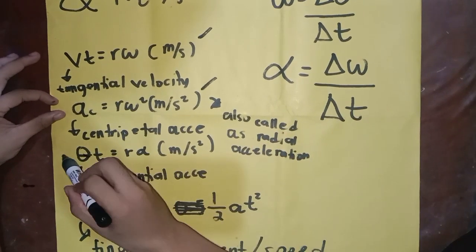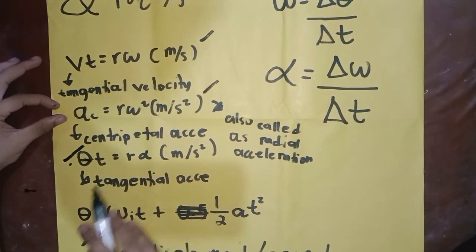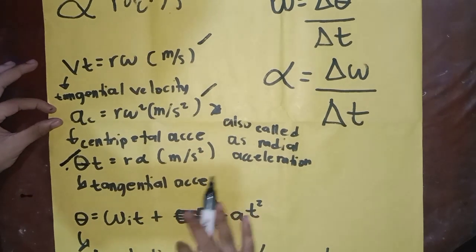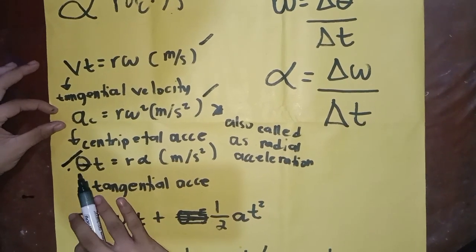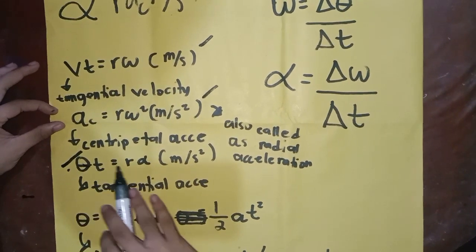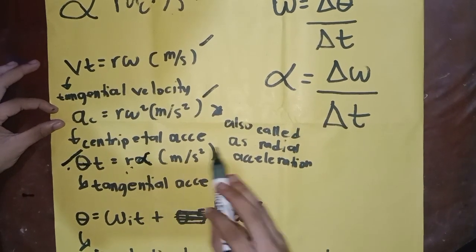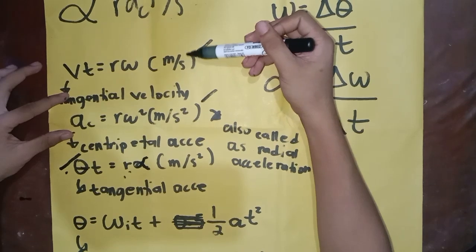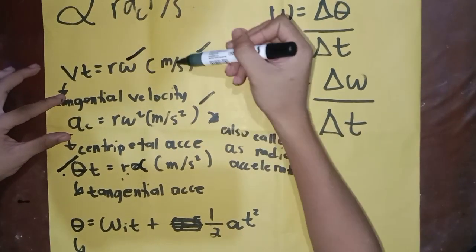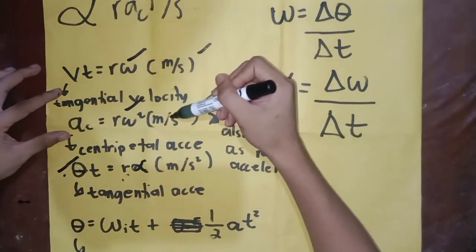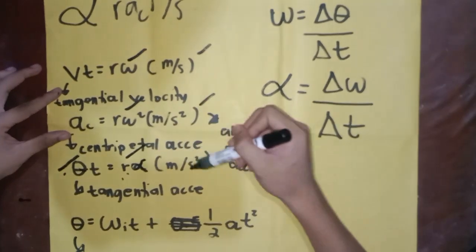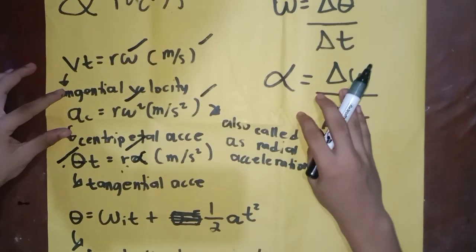This one is what we call the tangential acceleration: at is equal to r alpha. And these are their units. This one is meter per second. This one is meter per second squared, and this one is also meter per second squared.